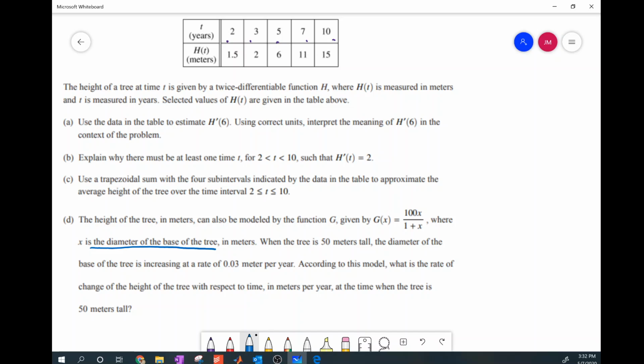in meters. When the tree is 50 meters tall, the diameter of the base of the tree is increasing at a rate of 0.03 meters per year. According to this model, what is the rate of change of the height of the tree with respect to time in meters per year at the time when the tree is 50 meters tall?